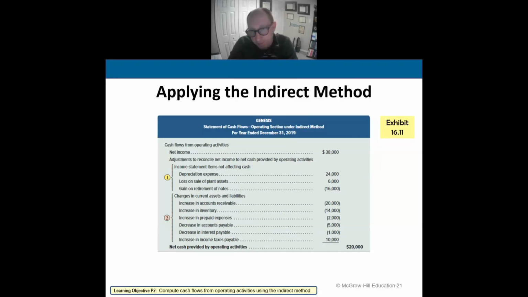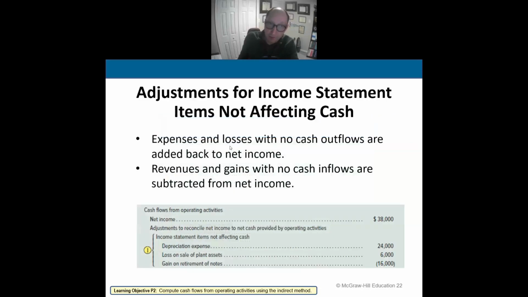So I got my net income from my income statement. I have all of the changes from my balance sheet. So net income from the income statement plus or minus all of the changes on the balance sheet equals net cash flow for operating activities. Again, that's the indirect method. I'm not showing exactly the uses of the cash. That's why it's indirect. But it'll get me the same answer as the direct method will.